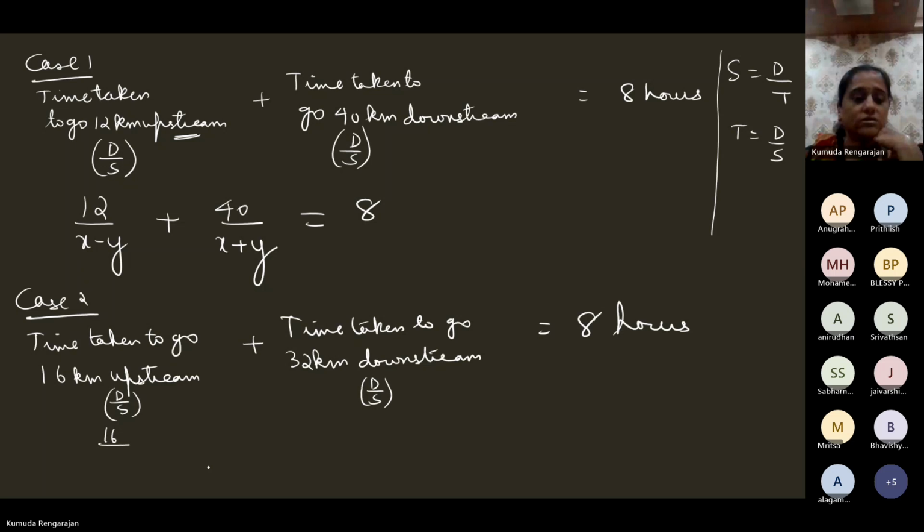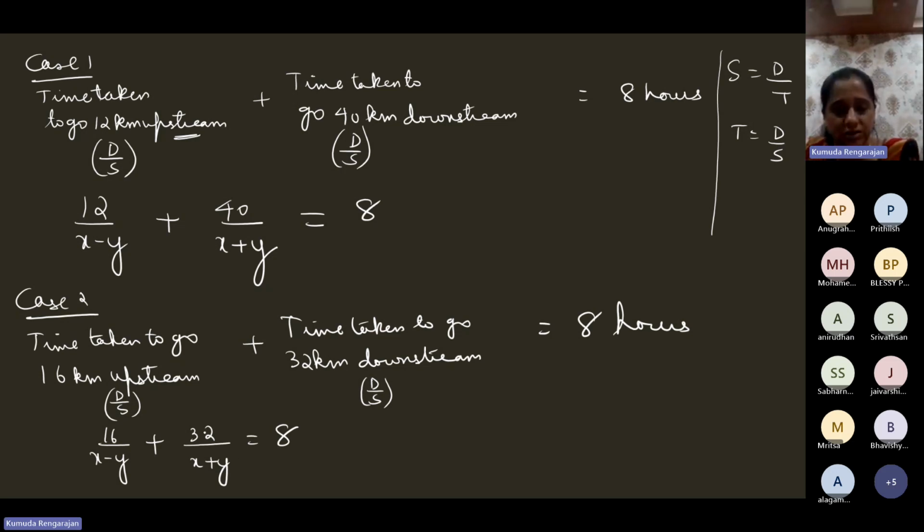X minus y. Plus, what's the speed again? Sorry, distance? 32. And speed? X plus y. Yeah, is equal to 8. Now, whenever you have the variables in the denominator, I'll just continue here.